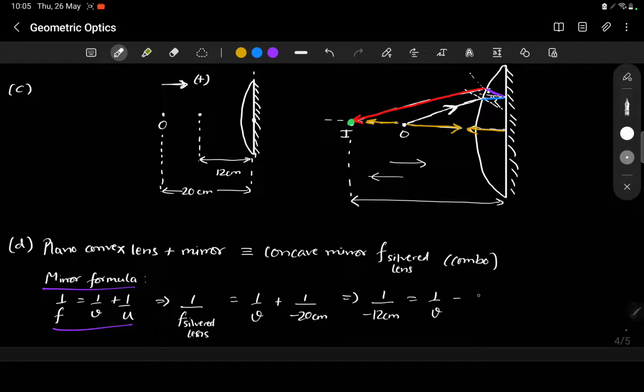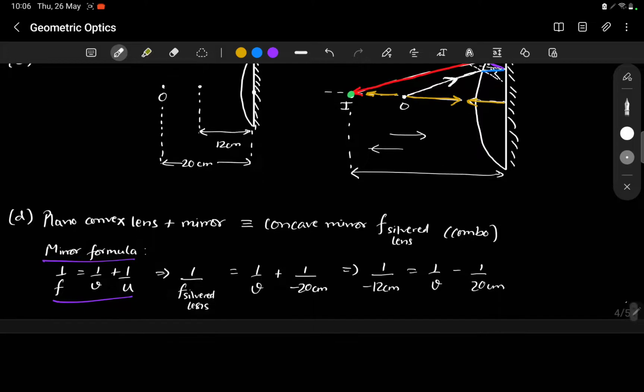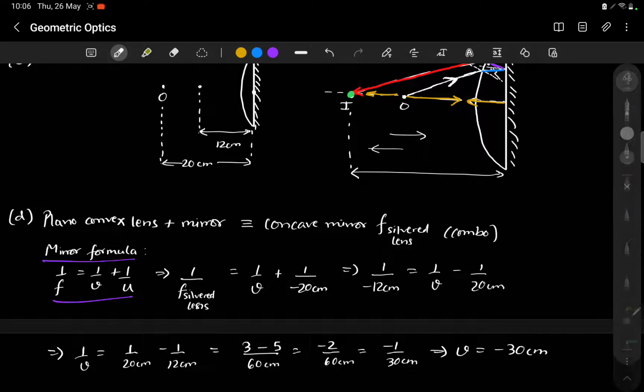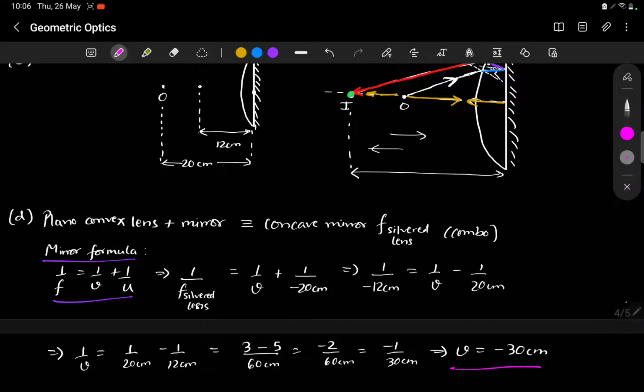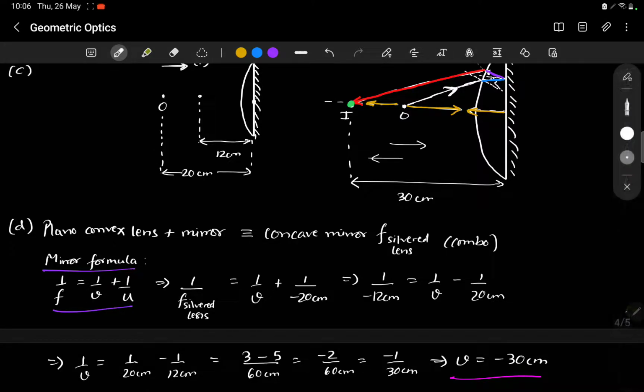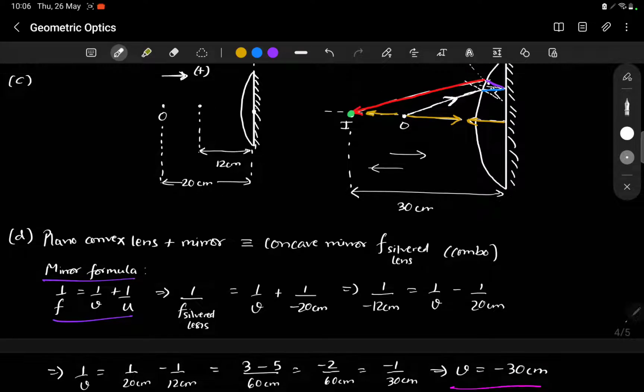And then we can find v. We can solve this. This gives us v equal to negative 30 centimeters. So this solves the question. This image distance, this distance right here, is 30 centimeters. So if the object is at 20 centimeters, this is the object distance, then the image is at 30 centimeters.